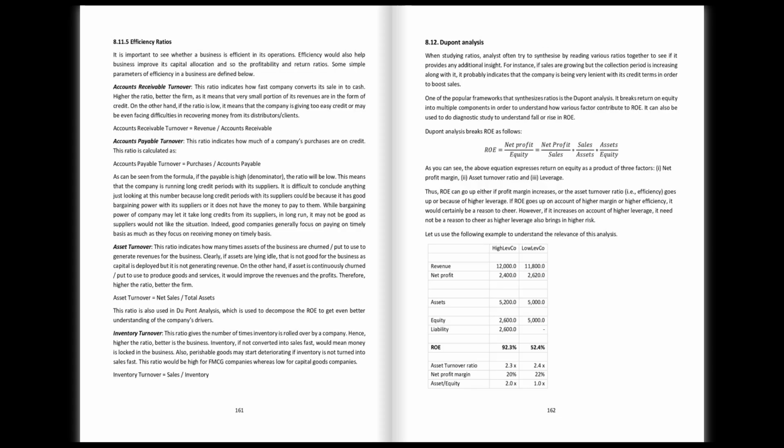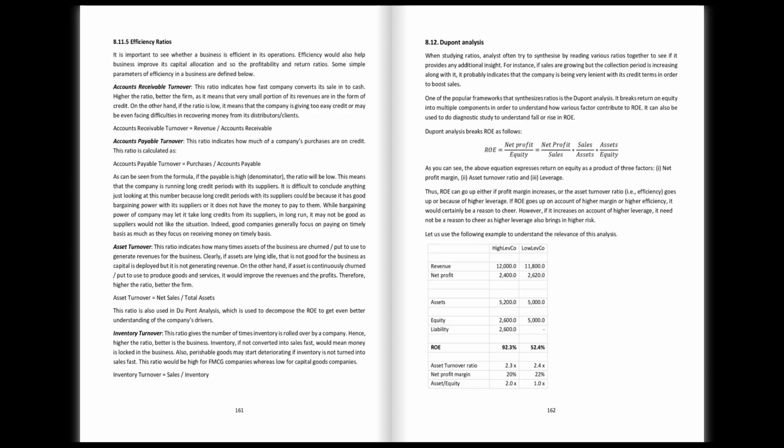Dupont analysis. When studying ratios, analysts often try to synthesize by reading various ratios together to see if it provides any additional insight. For instance, if sales are growing but the collection period is increasing along with it, it probably indicates that the company is being very lenient with its credit terms in order to boost sales. One of the popular frameworks that synthesizes ratios is the Dupont analysis. It breaks return on equity into multiple components in order to understand how various factors contribute to ROE. It can also be used to do a diagnostic study to understand the fall or rise in ROE.